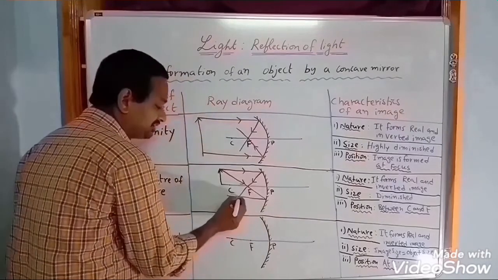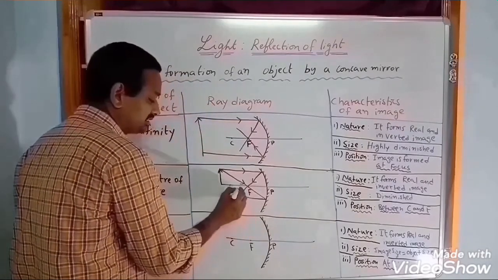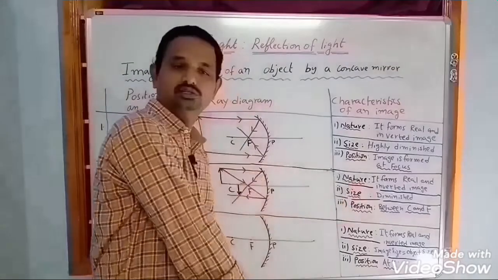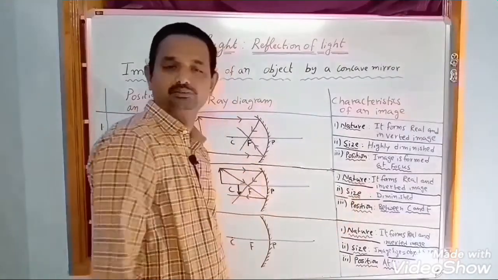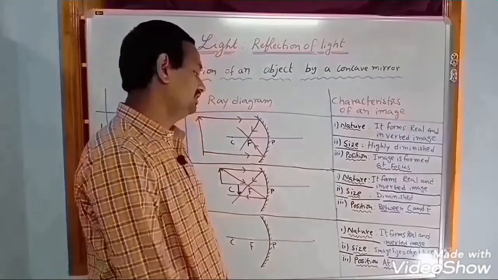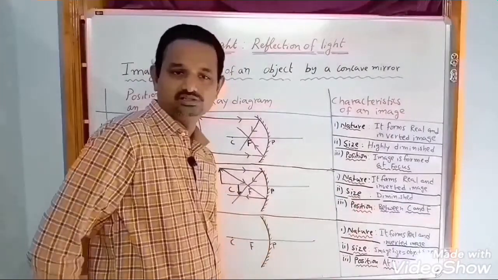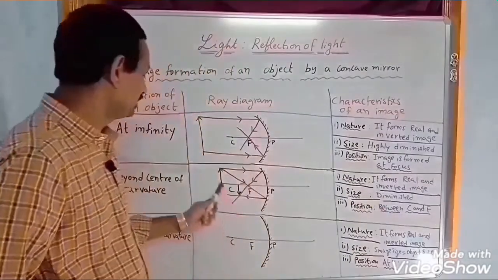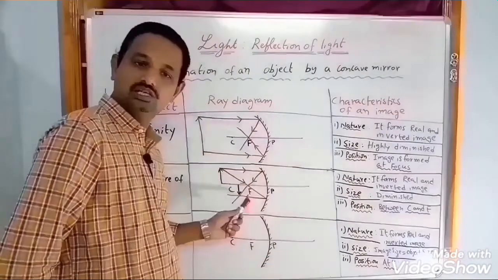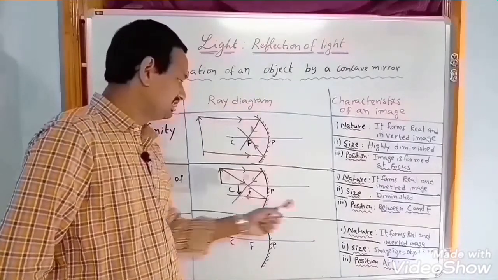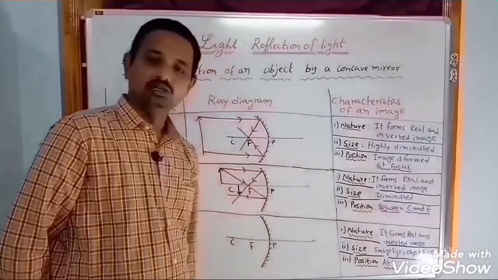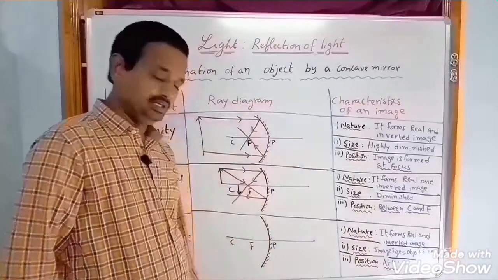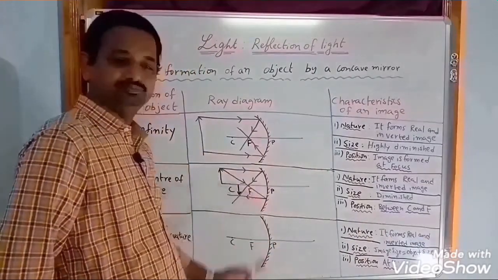Here, the intersection of these two reflected rays is where the image is formed. What is the nature of the image? It forms a real and inverted image. And second, what about size? The size of the image is diminished. Compared to the object size, the image size is less. What about its position? The position of the image is between C and F.